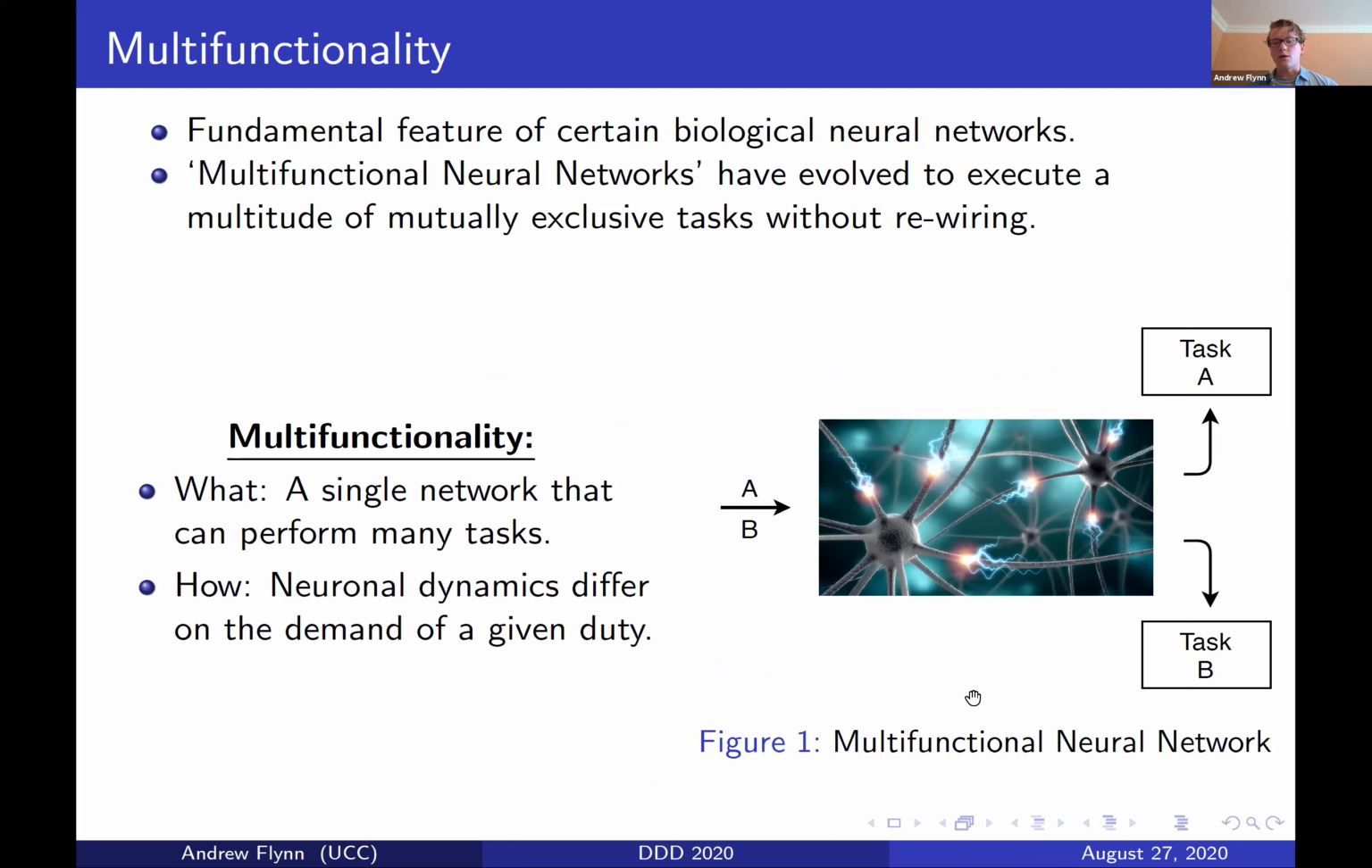A multifunctional neural network is essentially a single network that has been trained over time or evolved over time such that for a given input A, it performs task A. And then if I switch the input, the network stays the same, the connections are the same, but the same network can also perform task B. So when you hear multifunctionality, what I want you to think is a single network that can perform many tasks, and how it does it is that its neuronal dynamics differ on the demand of a given duty.